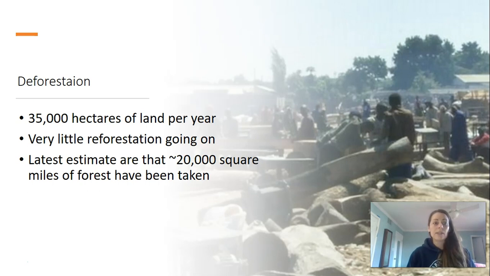in terms of deforestation rates. So we're looking at about 35,000 hectares of land, of acacia land, that is being deforested per year in Somalia. And there is very little reforestation going on. So obviously the replacement rate of these acacia trees is practically non-existent, except for a few programs that have been up and running, which we'll talk about in a little bit. But the latest estimate that I could find was that about 20,000 square miles of forest have been taken in Somalia that have been directly used in the charcoal trade.